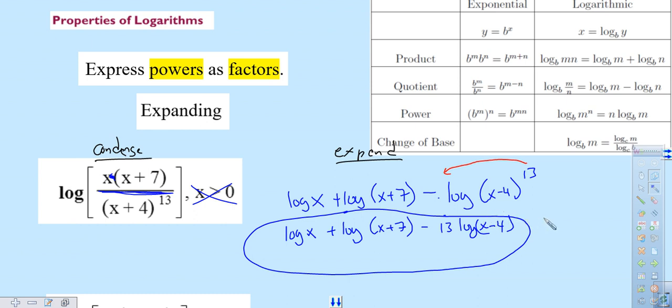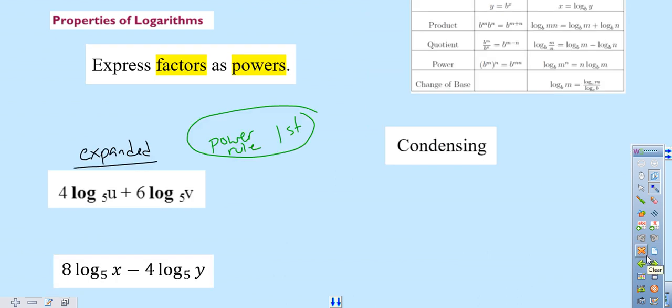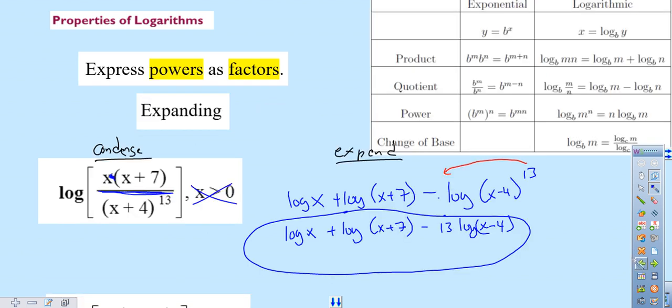Our final solution for this particular problem, excuse me. All right, moving right along. So continuing on right here first, now we're going the other way, and then we'll go back and look at those natural log ones.